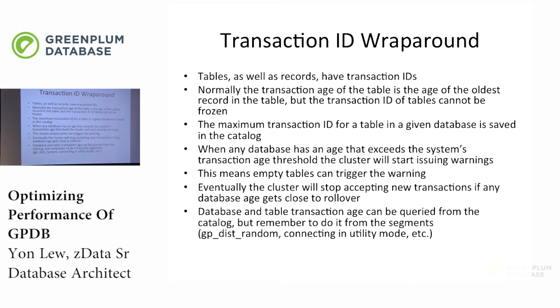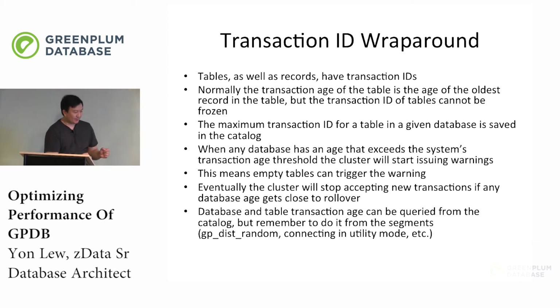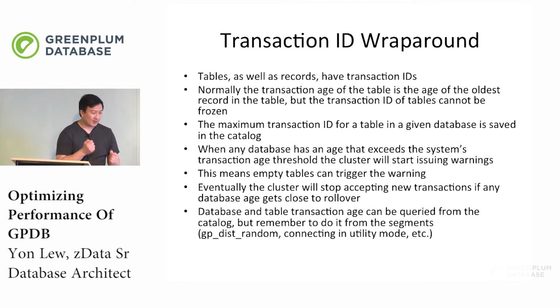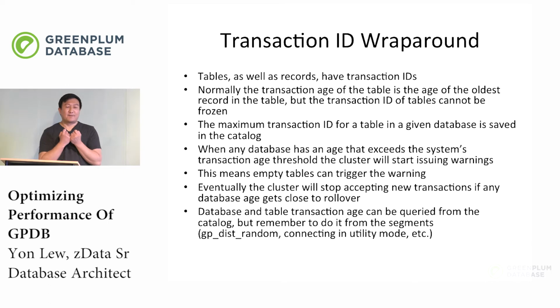So one other thing to remember is that tables, as well as records, have their own transaction IDs, right? So normally the transaction ID of a table is actually the age of the oldest record in that table. But there's an important difference between the transaction ID of records versus the transaction ID of tables, right? A vacuum will freeze the transaction ID of a record, right? It'll override it with a special value that says this record is in the past, no matter what the transaction ID of the database is. You cannot do that with a transaction ID of a table.